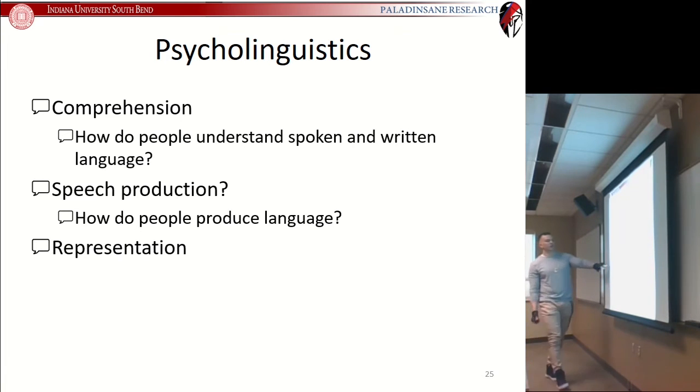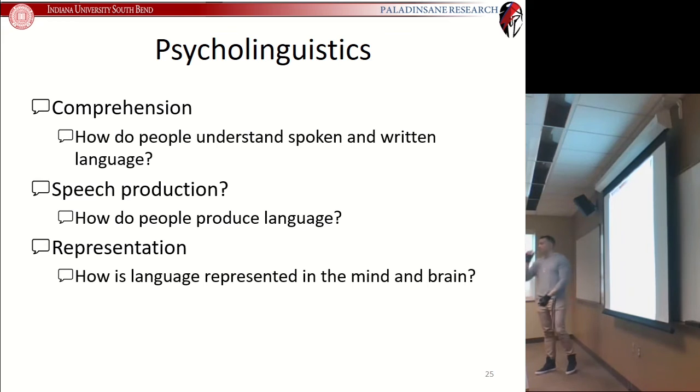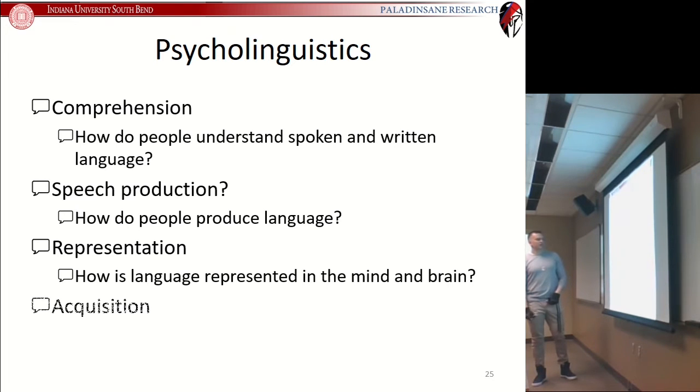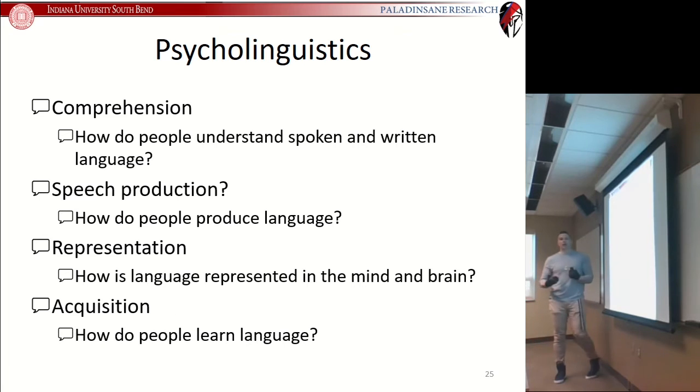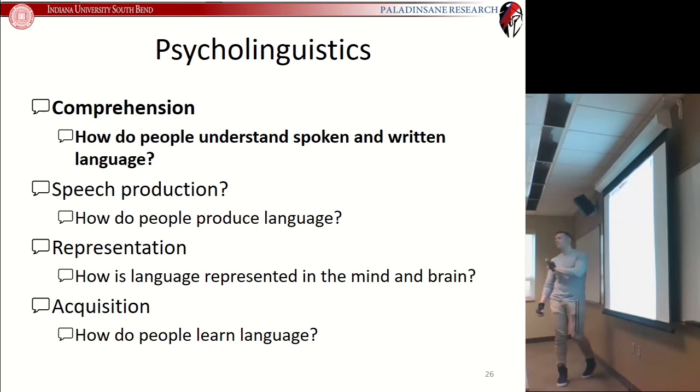All right, next one, representation. How is language represented in the mind and the brain? How do we actually code for these things? Things like connectionist networks, right? How is that actually represented? And then finally, acquisition. How do people learn a language? So how is it that children learn their first language? How is it that you learn a second language? What are the changes in your mind that occur for those areas of acquisition? So we are going to focus mainly on comprehension, mainly on how is it that we actually understand these units of language in order to understand these communications.